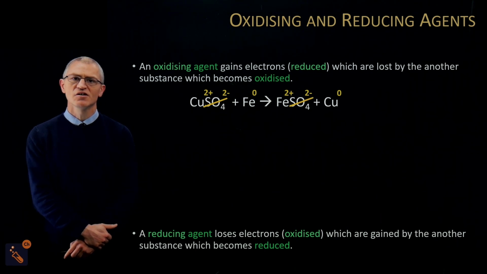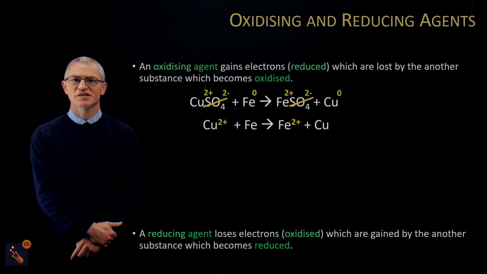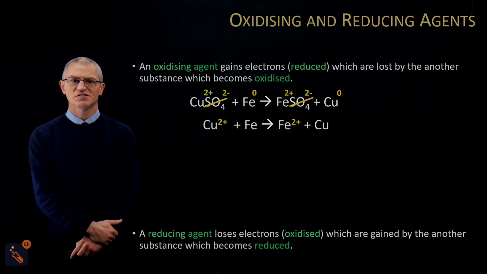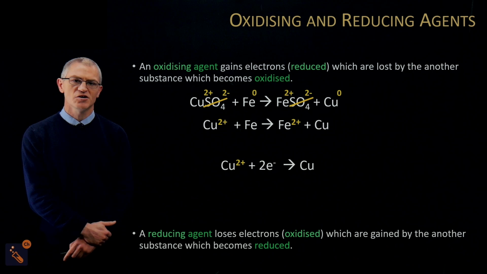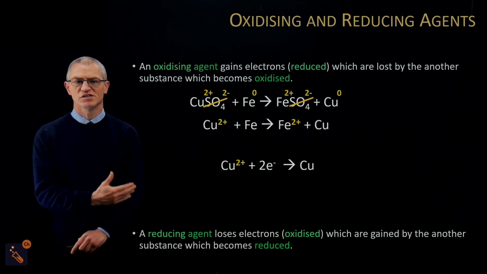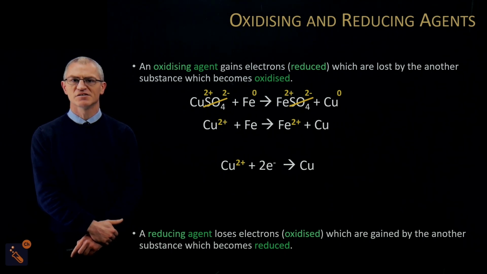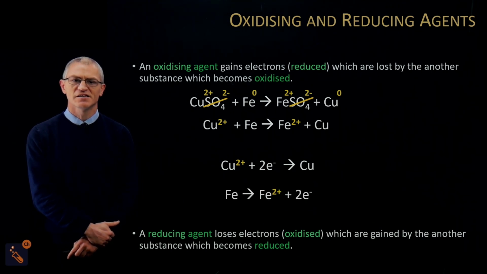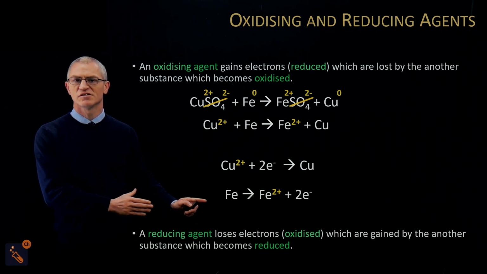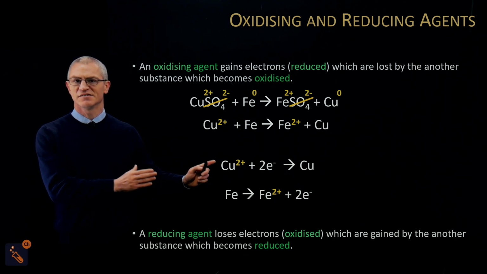Once it's gone, we will then do our ionic equation, and then we can split it into our half equations. So let's just look at copper to start. So copper is going from copper 2 plus to the element copper, and that means it's gained 2 electrons, and then the iron has gone to iron 2 plus plus 2 electrons. So it's lost 2 electrons, the iron, and the copper 2 plus has gained 2 electrons.